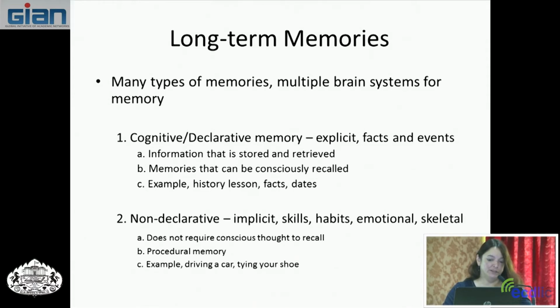Non-declarative memory, on the other hand, are implicit skills, habits, emotional, skeletal memories. And these do not require conscious thought to recall. So a procedural memory, for example, driving a car or tying your shoe. The first couple times you do this, you may have to think about it, but after a while, you just get the skills to do this over and over again effectively without having to sit and think about it or recall it.